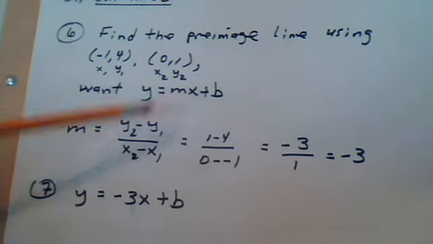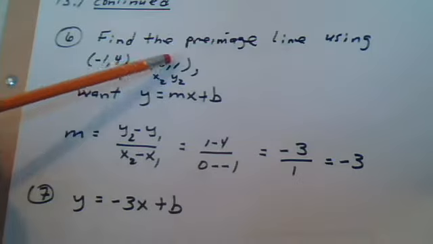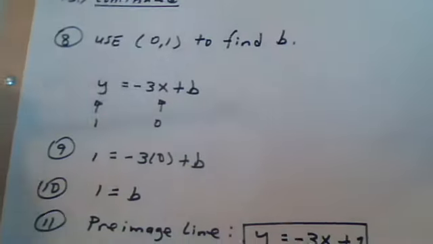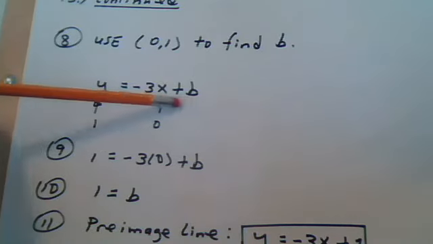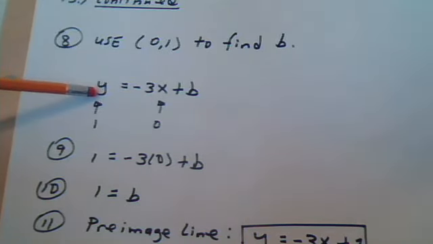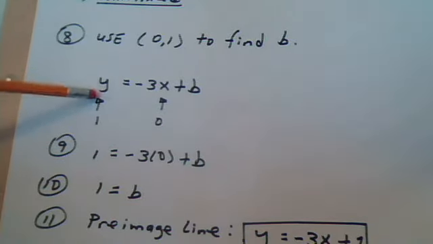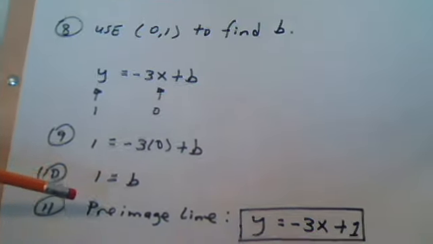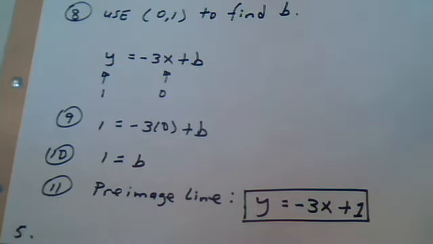So now we know that m is negative 3. To find the b, use one of these two points, and that'll get you the b. It doesn't matter which one you use. We'll go ahead and use this point, which looks easier to find the b. So now that you have this equation up to this point, x is 0, y is 1. You plug them in, solve for the b, and now finally we have the pre-image line, y equals negative 3x plus 1.